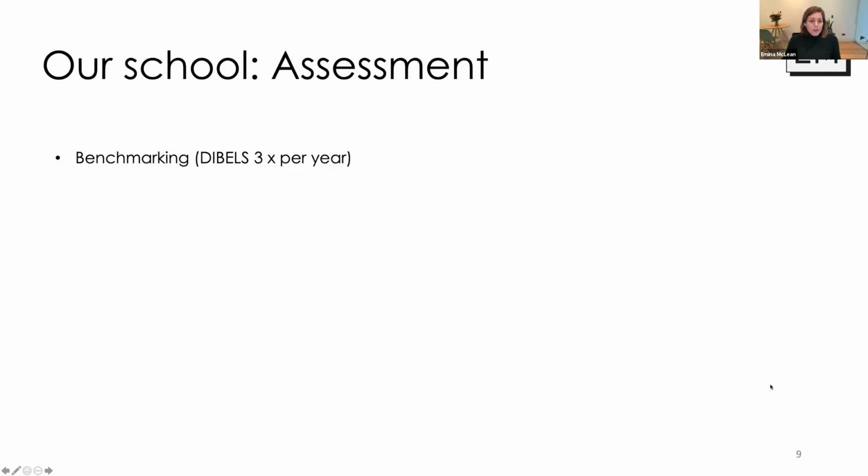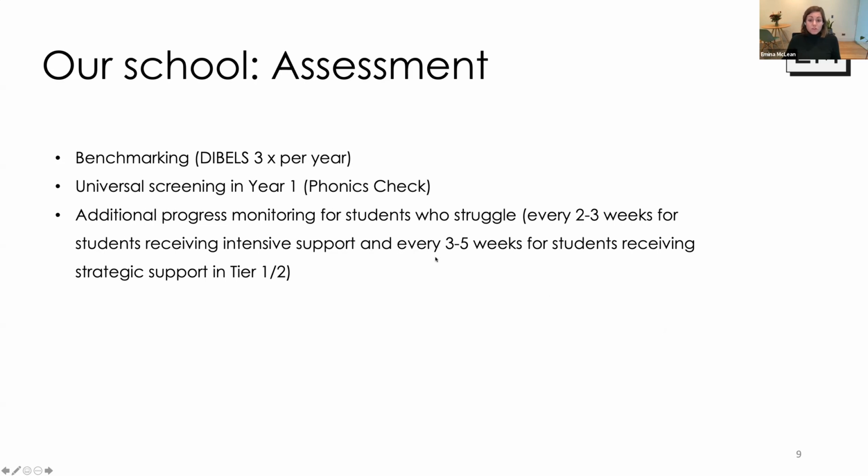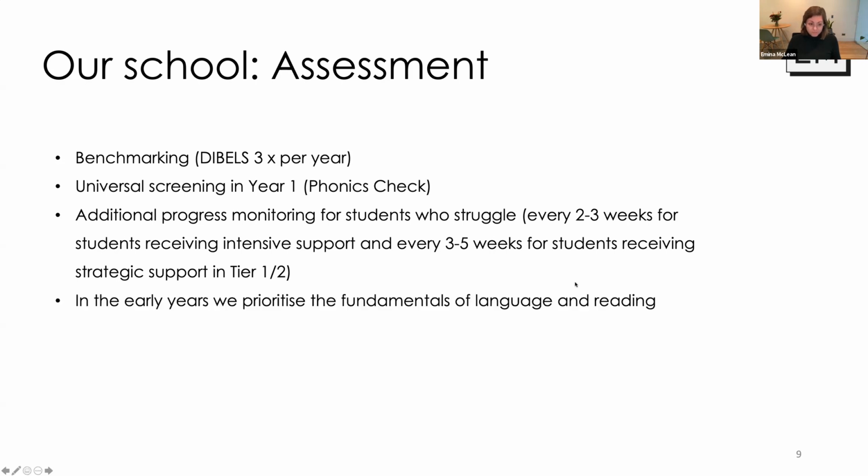In my school setting, we have our benchmarking using the DIBELS assessment 3 times a year. We have the universal screening in Year 1 with the phonics check, and additional progress monitoring for students who struggle. So it's every 2 to 3 weeks for students who get intensive, so Tier 3 equivalent support, and every 3 to 5 weeks for students receiving strategic support in Tier 1 or 2. We prioritise language and reading in the early years, so the core reading skills. We continue to monitor through primary school, but it changes a little bit in terms of how we monitor it.